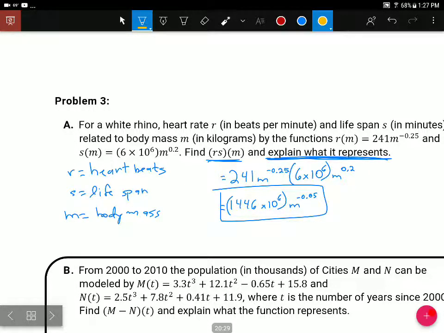All right, so here we go. They multiplied R times S. Well, R is heartbeats, heartbeats in a minute. S is the lifespan in minutes. So if I've got this many heartbeats a minute and I multiply it by this many minutes in the life of a rhino, what is it going to tell you?